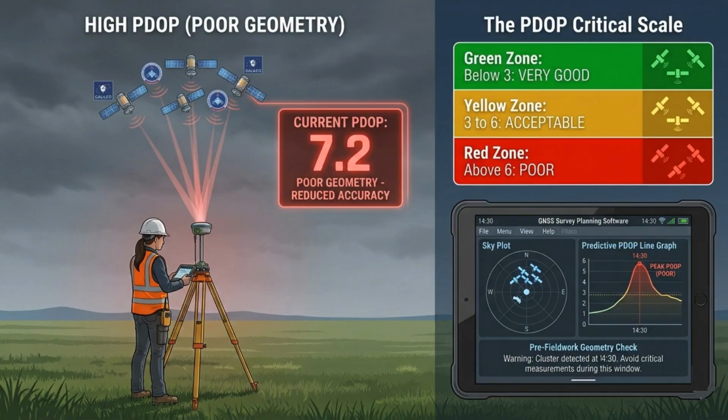When satellites are widely spaced in the sky, PDOP becomes low. When satellites are clustered in one region, PDOP increases significantly. This is why GNSS survey planning software always shows PDOP values before fieldwork.